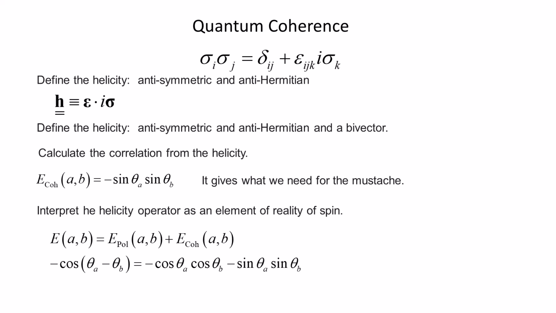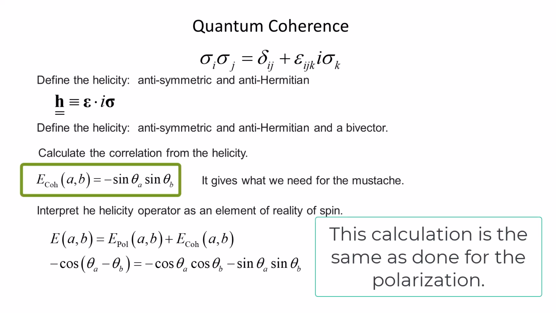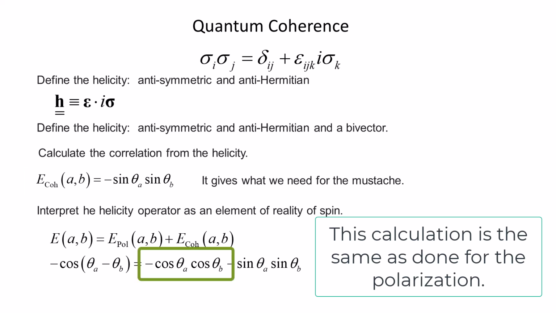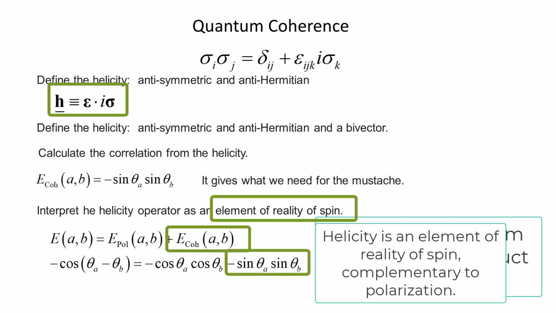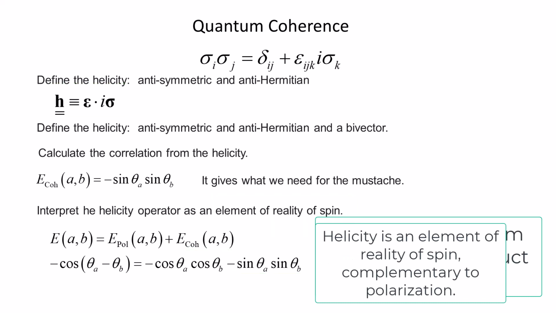The correlation from this term for Alice and Bob is calculated in exactly the same way that gives the product state for the polarization, that is, the minus cosine theta A cosine theta B term. So the hyper-helicity, let's call it helicity for short, gives exactly what we need, a product of two signs. It appears this operator is an element of reality of spin. It is complementary to the polarizations.